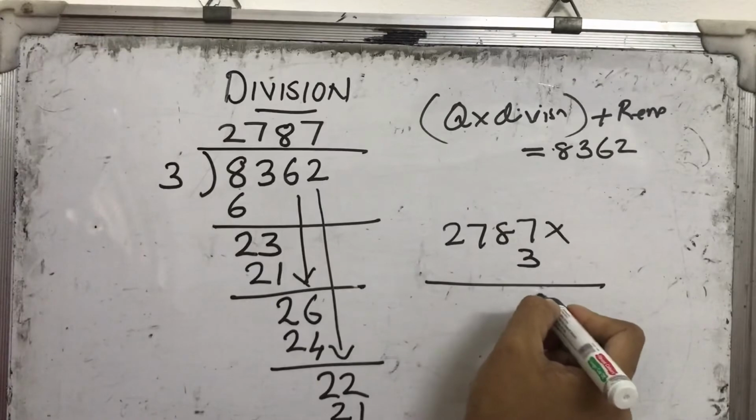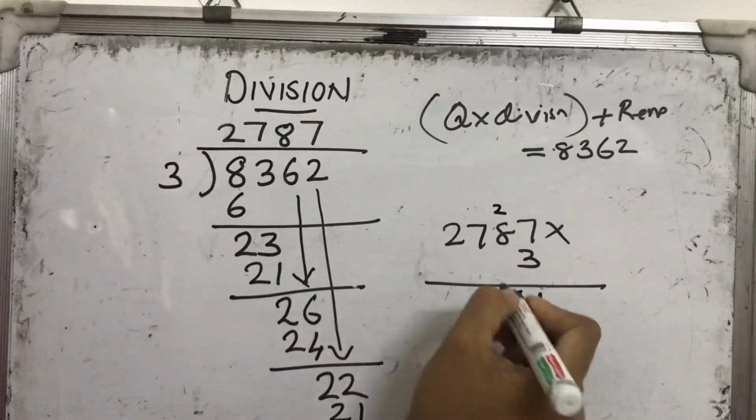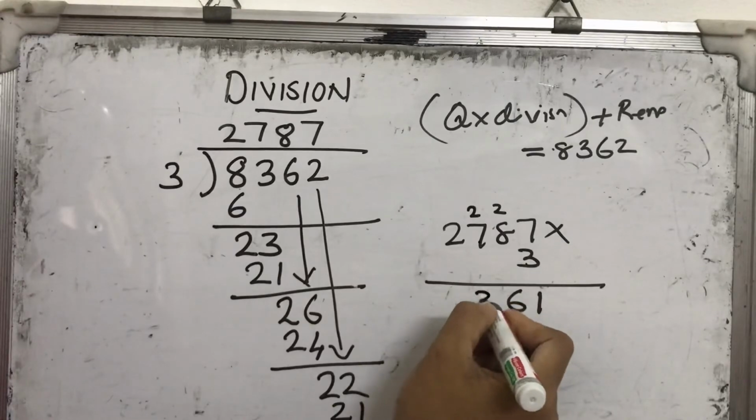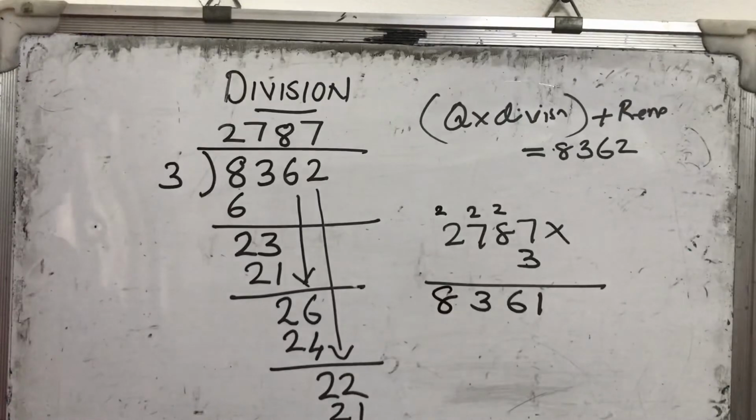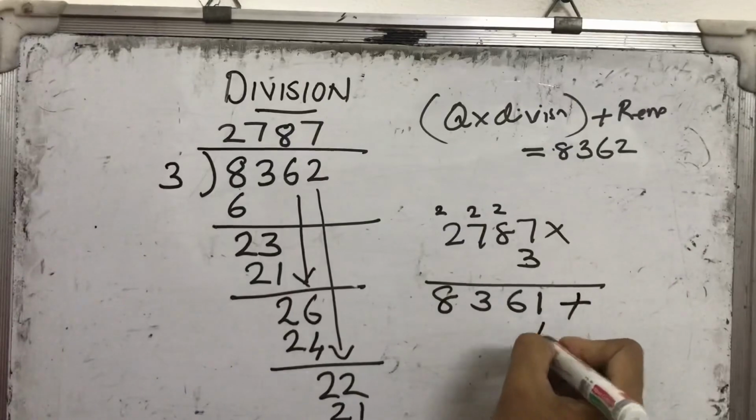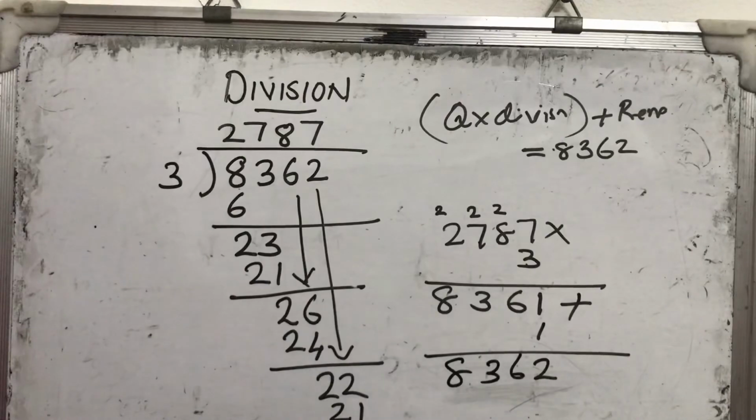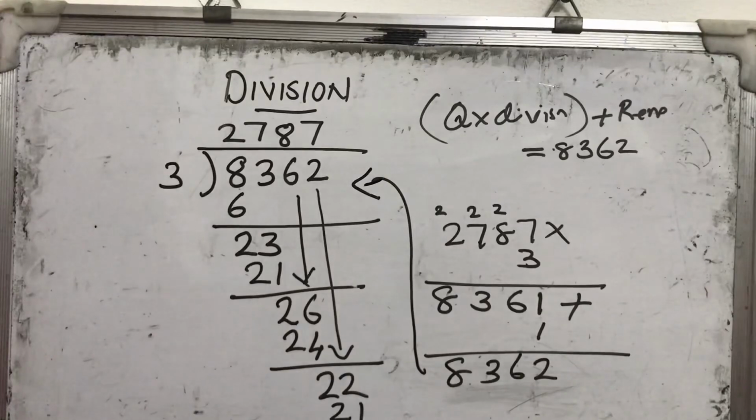So 3 into 7, 21. Then 2 is carrying. 8 into 3, 24 plus 2, 26. Again 2. 3 into 7, 21. 21 plus 2, 23. 2 is carrying. 2 into 3, 6 plus 2, 8. 8361. Then add this number, the remainder, and we will get 8362. So that is the same number as this dividend. Okay, so our division is correct. Using this we can check whether our division is correct or not.